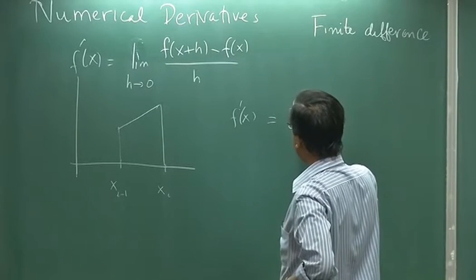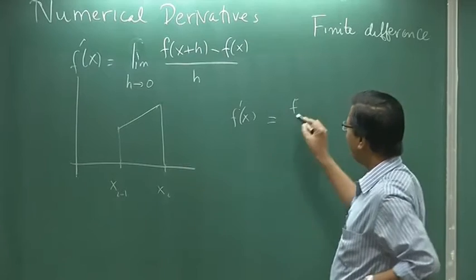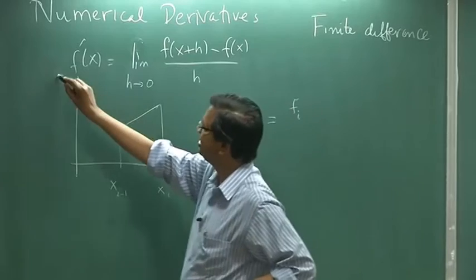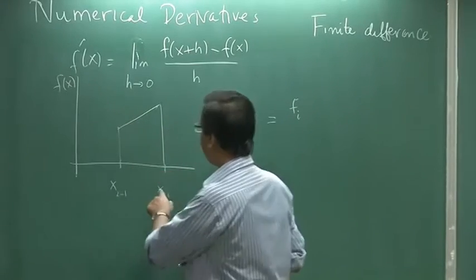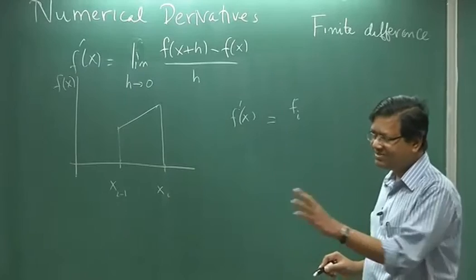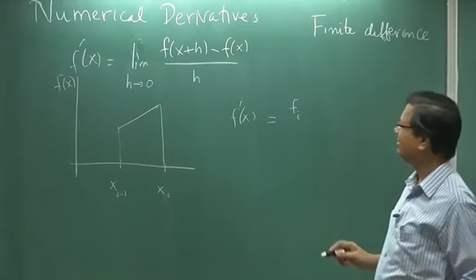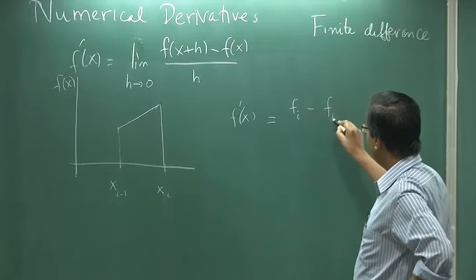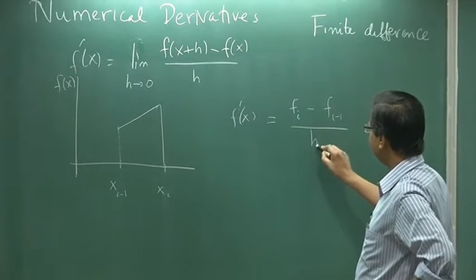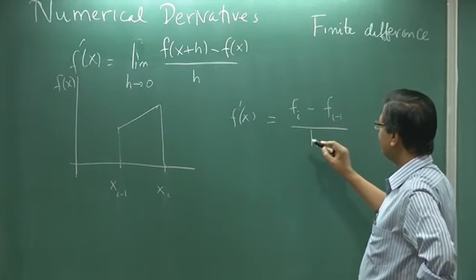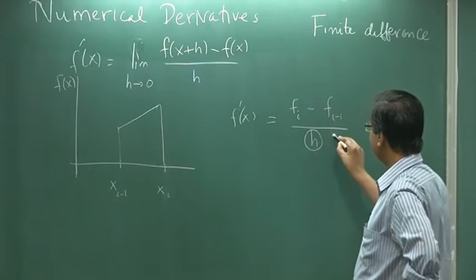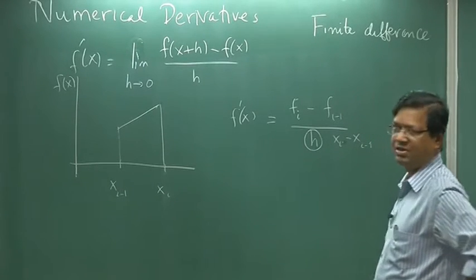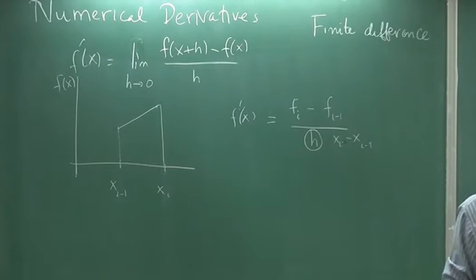So I am going to put in a shorthand. f i means the function value at x i. The formulas are a bit long, so we need to use as much shorthand as possible. The derivative is f i minus f i minus 1, divided by h, where h is x i minus x i minus 1. This is in fact exact.